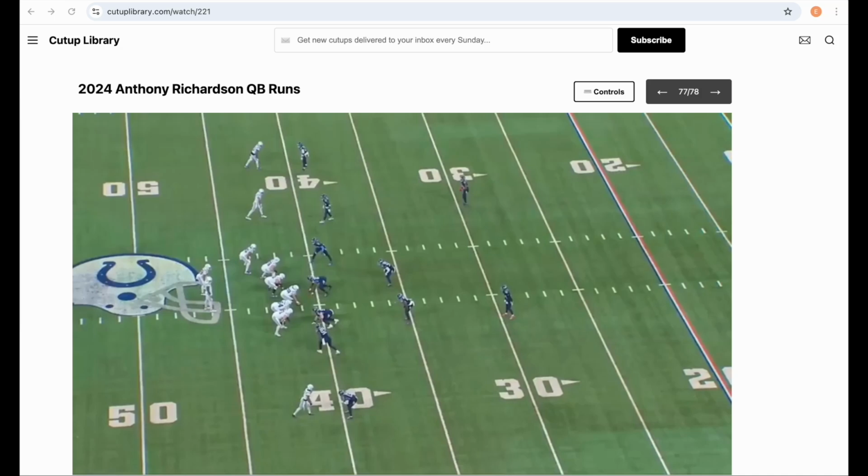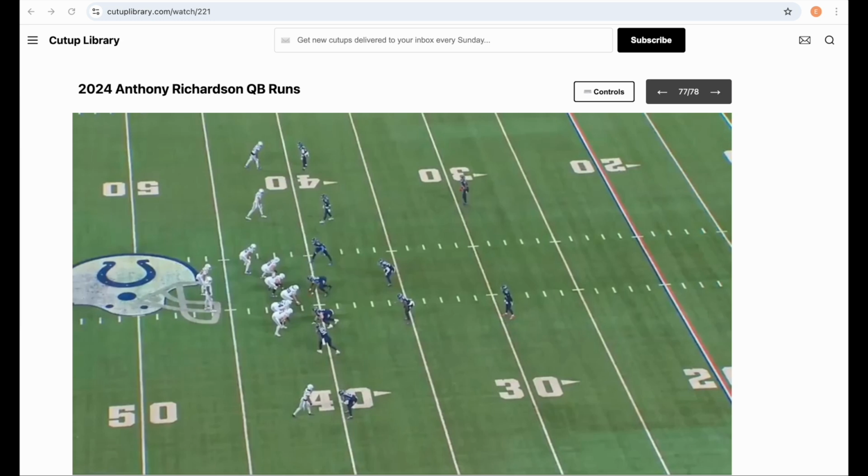This video is going to be looking at power read with a toss variation run here by the Indianapolis Colts with Anthony Richardson as the quarterback. Power read is a great quarterback run play that consists of reading that front side defensive end.